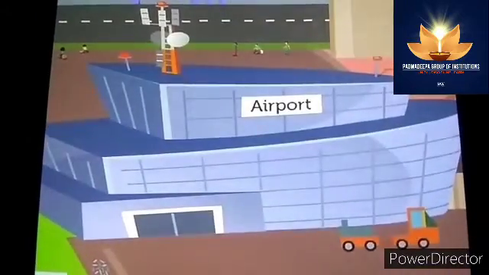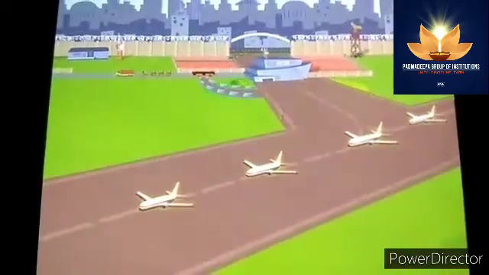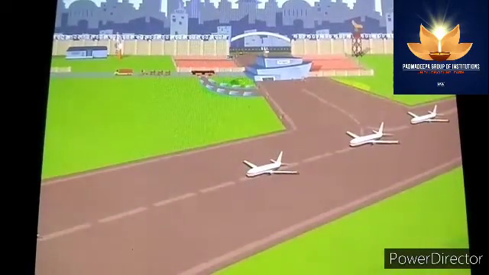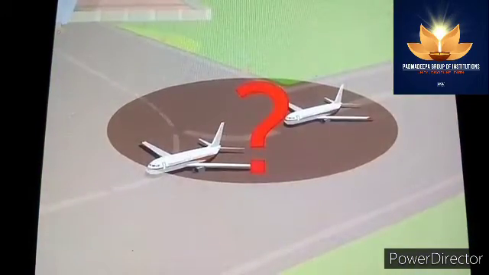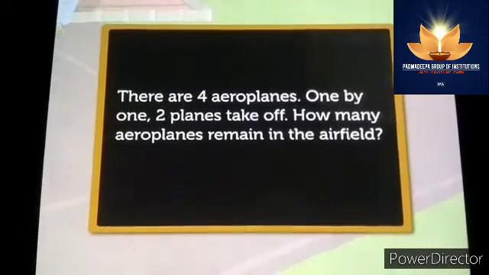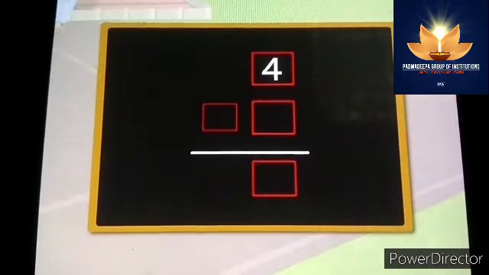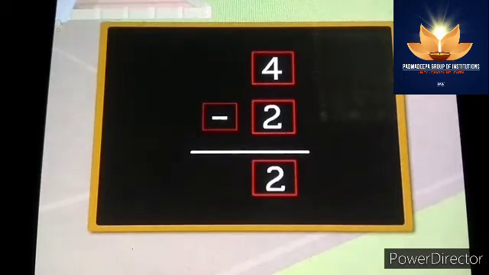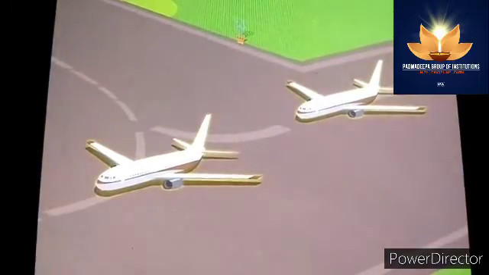Let us see another example. We are now in an airport. In the airport, there are 4 aeroplanes. 2 aeroplanes take off. So, how many aeroplanes remain now? Let us find out. There are 4 aeroplanes. 2 planes take off. How many aeroplanes remain? 4 minus 2 is equal to 2. So, 2 aeroplanes are left.